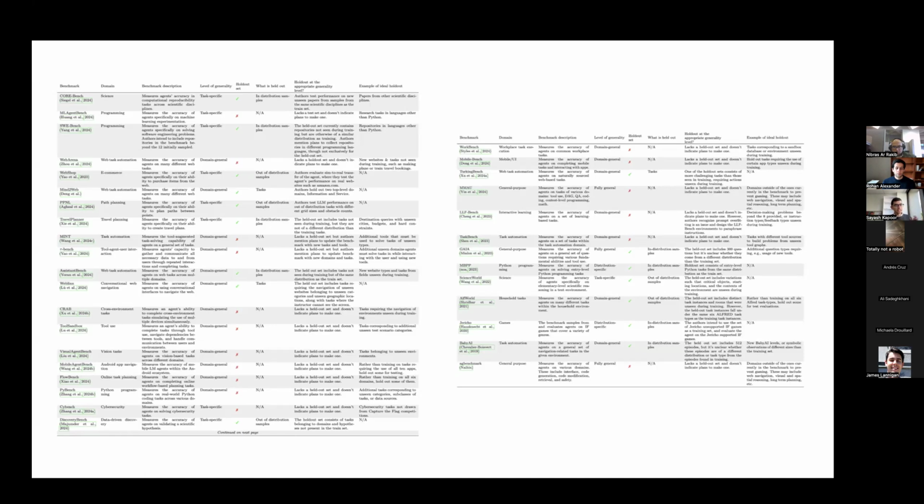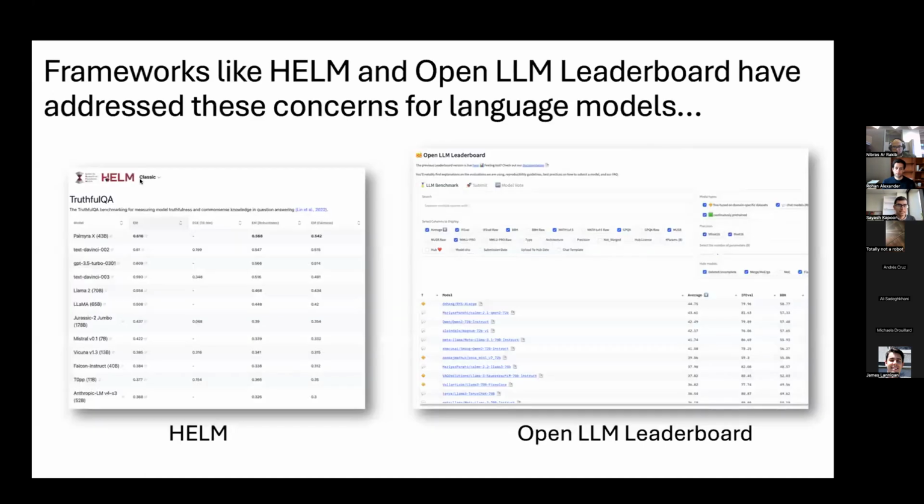Now, we've also had similar concerns with language model evaluations. In this case, we've seen frameworks like Stanford's HELM, which is the Holistic Evaluation of Language Models framework, as well as Hugging Face's Open LLM Leaderboard that standardize these evaluations. These are maintained by third parties that evaluate models with a standardized evaluation harness and provide full transparency into every single model call that is made during this evaluation.